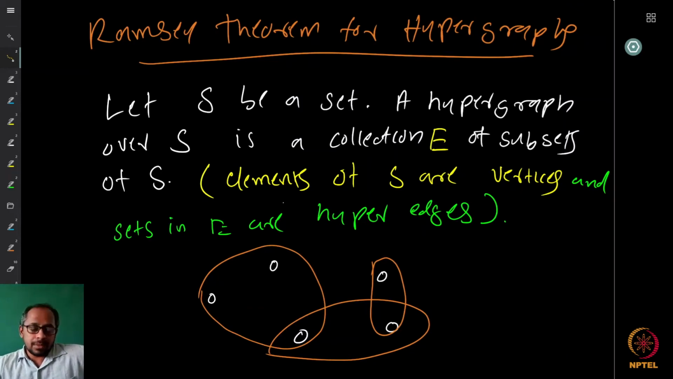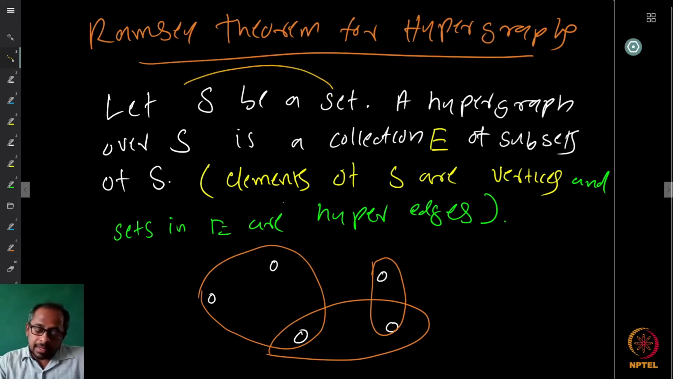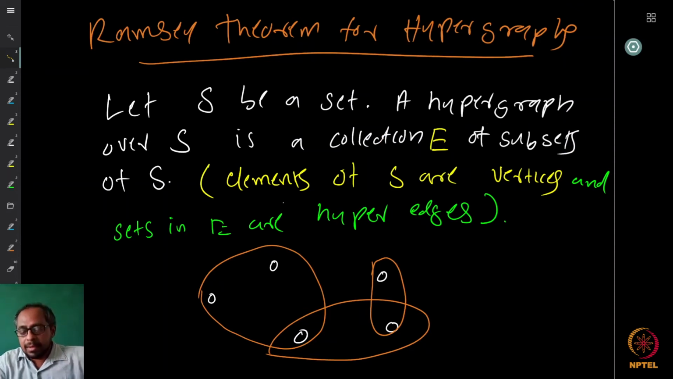Then you have what is called hypergraphs. Okay, so a hypergraph is basically a set together with a collection of subsets. Okay, so E is just a collection of subsets. We don't even say what kind of sets are there. So elements of S are called vertices and the sets are called hyperedges.